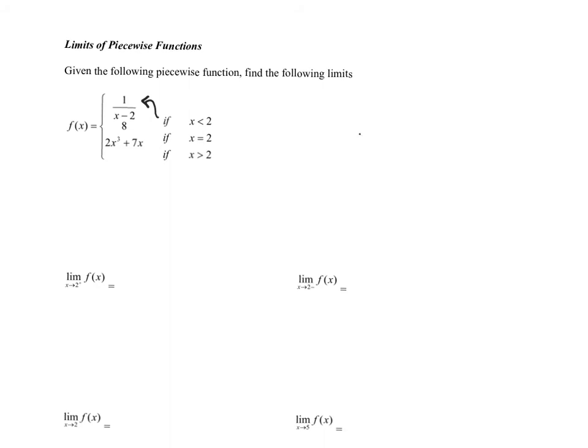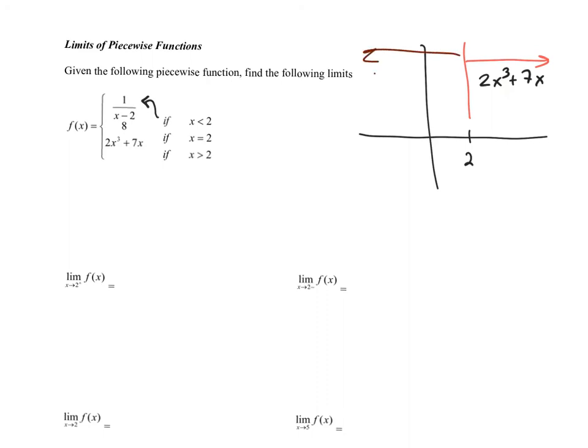So obviously 2 is going to be a pretty important number that's going to break apart our graph. On the right side, when x is bigger than 2, I have the 2x cubed plus 7x. And when it's smaller than 2, I have the 1 over x minus 2. Now I'm going to try to do this without graphing.